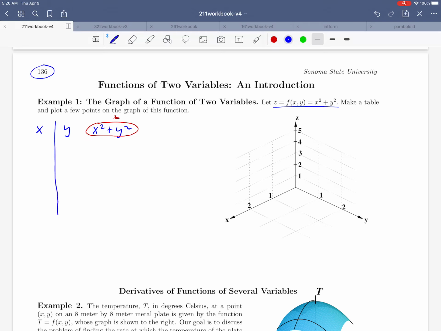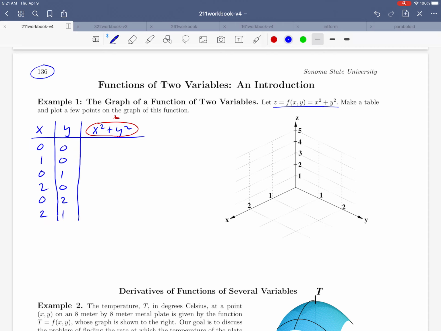Okay, we're going to make a table. It's going to have three columns. And since x and y are both the input variables, we need to choose values for those two variables. Okay, let's keep it simple and just try to choose some nice numbers for x and y. So we might start with just 0 for both of them. Okay, and then how about 1, 0, 0, 1, 2, 0, 0, 2, and then finally maybe 2, 1.